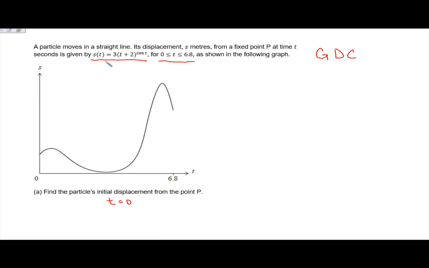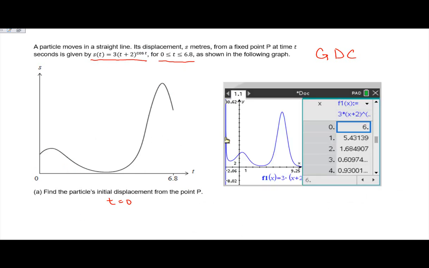So for me, on the Inspire, I would graph this function right here, and then I would use the table to get the solution. After I graph the function, I go to Control T on the Inspire. I get this table. I just go when the x is equal to 0. So then I get 6. So I know that for this problem, when s of 0, when the t is 0, I'm going to get 6.